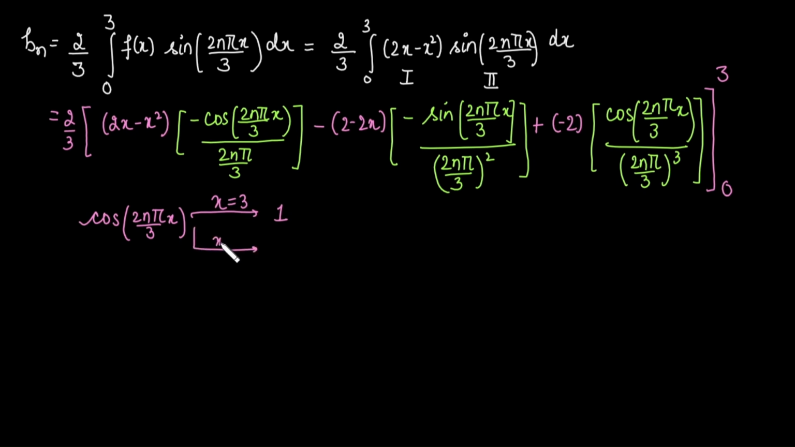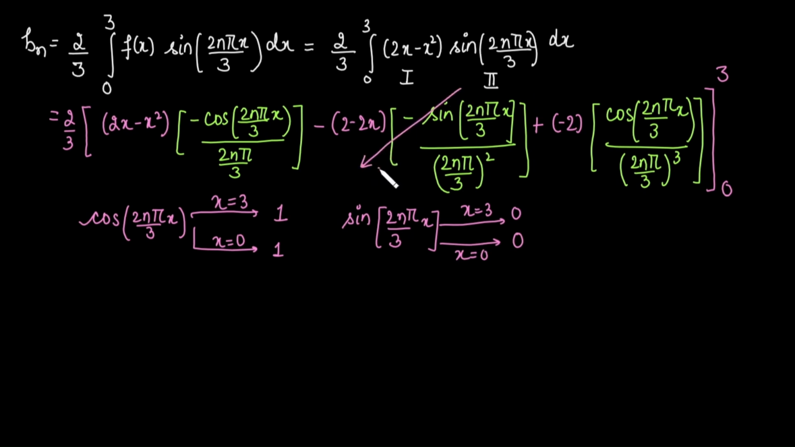When x is equal to 0, it has a value 1. And for sine 2nπ by 3 into x, at upper limit x is equal to 3, it is getting 0, and for lower limit also getting 0. So it means there's no need to take this term in the next step. We can directly write this as a 0 over here. And in terms of cos 2nπx by 3, that we will write it as a 1 in the next step, because it is getting 1 for both the limit. If it is not getting a same number for both limit, then we will take it next step.